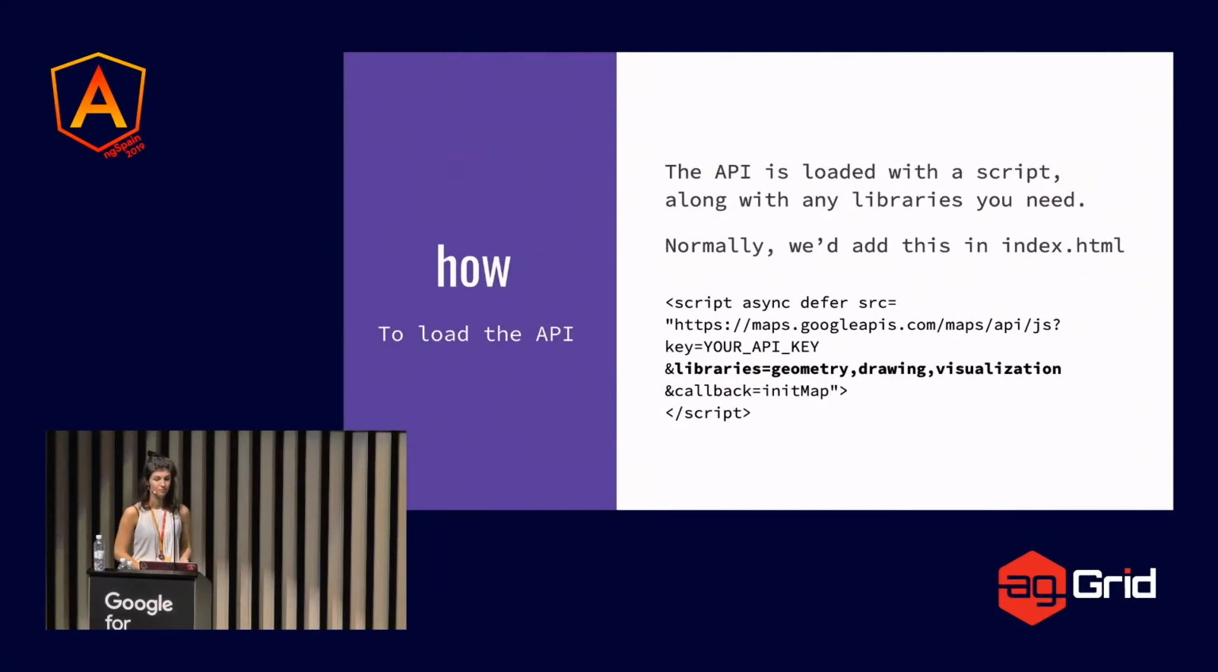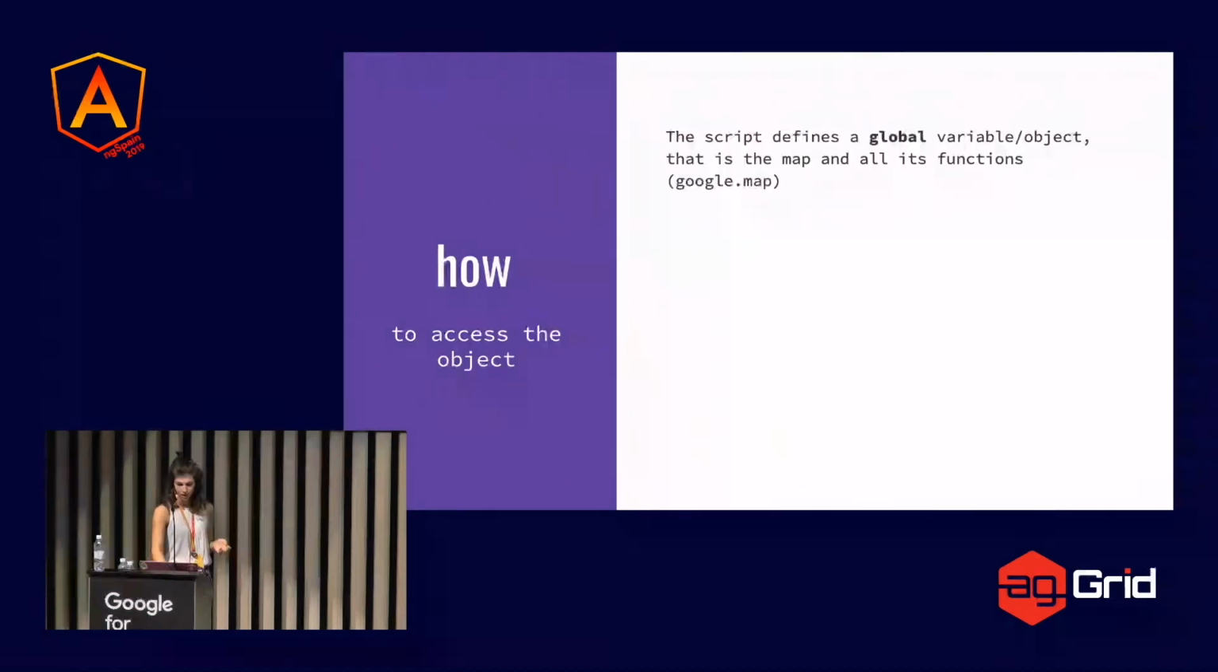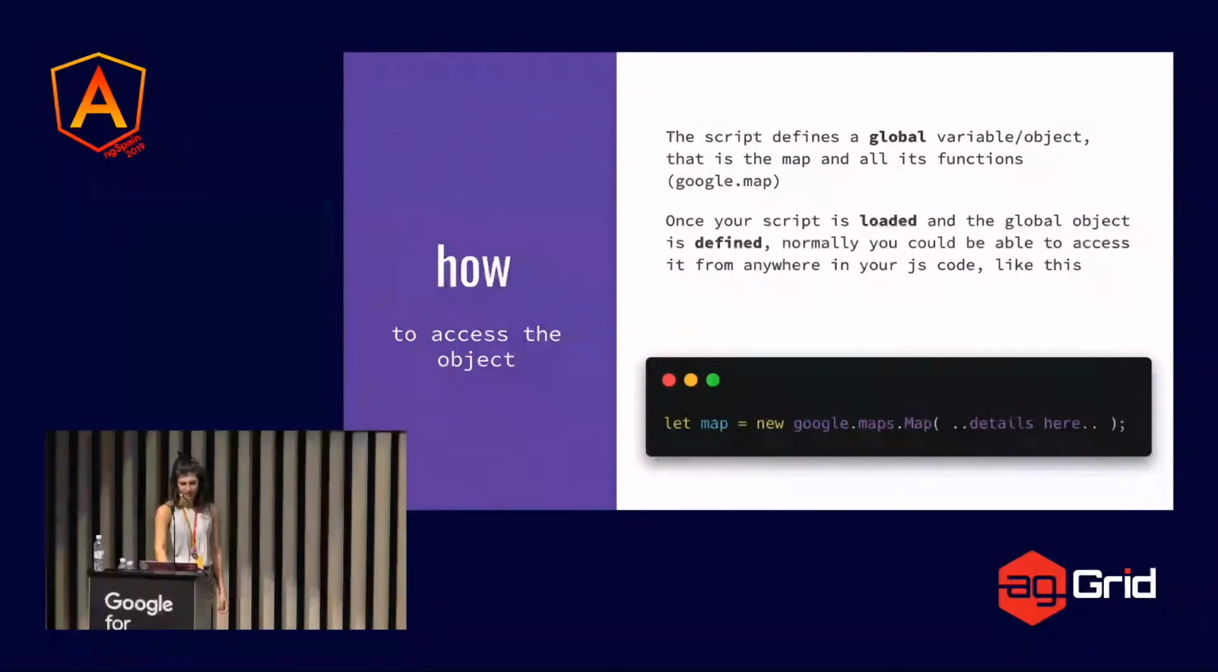URL parameters. And usually, when we were adding scripts just with a script tag, we would add a callback. Here it would be the init tab. So the script defines a global variable object that is the map and all its functions, which is the Google map. And once your script is loaded and the global object is defined, normally you would be able to access it from anywhere in your app, like that.